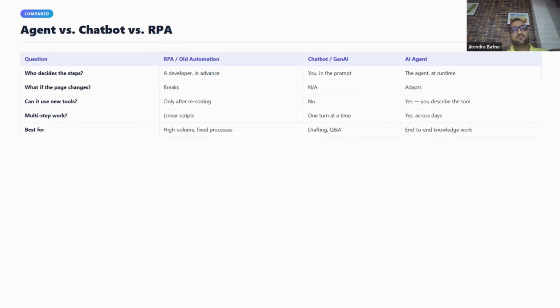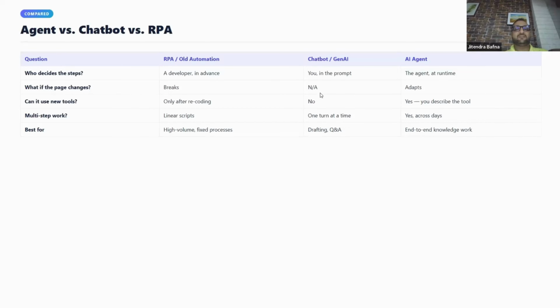Like this, RPA will always follow those steps which we already defined. With a chatbot, you can provide the prompt. With an AI agent, at runtime it takes a decision on what it needs to do. So those decisions are taken by the AI agent itself. What if the page changes? RPA will break, right? Here it's not applicable.